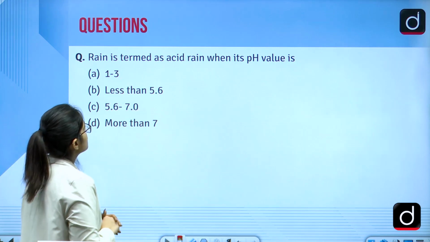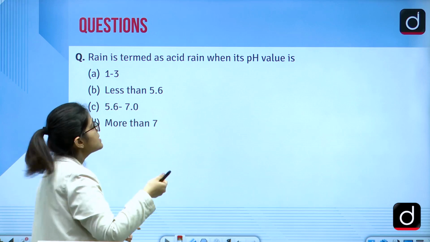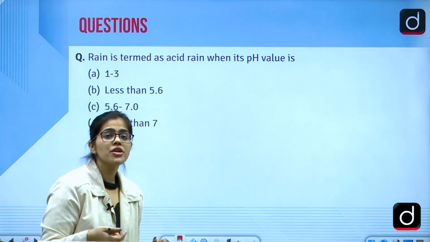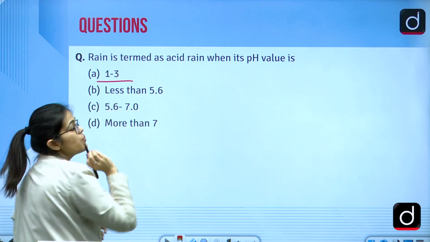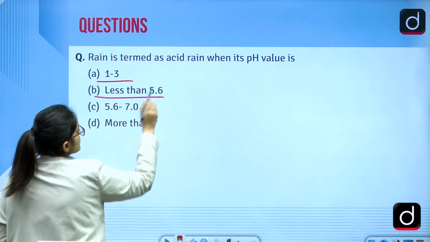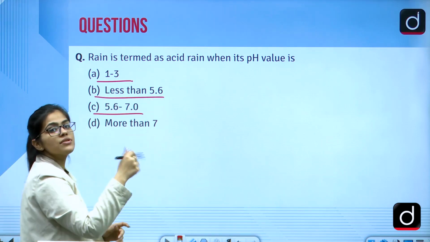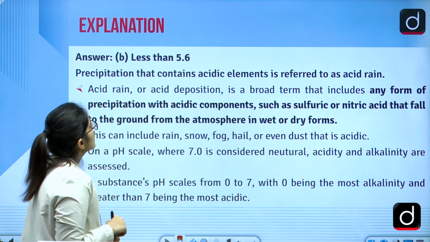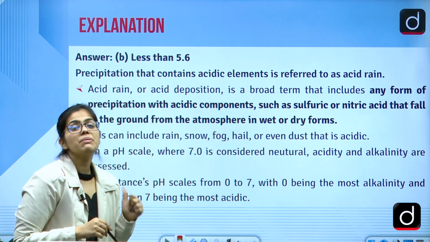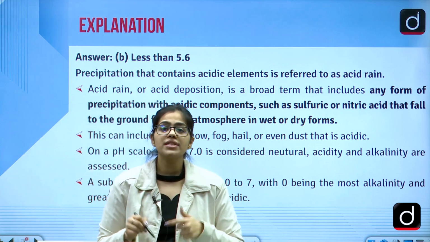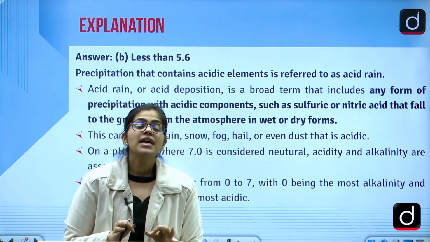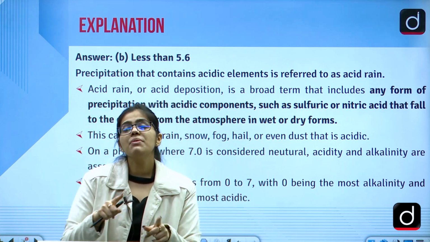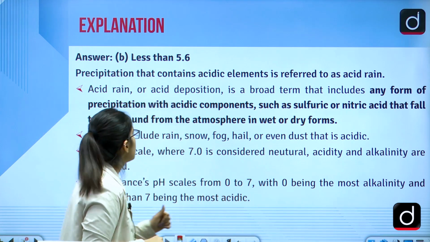Then we have another question. The rain is termed as acid rain when the pH value is what? The pH value is between 1 to 3, less than 5.6, 5.6 to 7.0, or it is more than 7. So what would be the correct answer? The correct answer would be B, that means less than 5.6. So whenever the pH value is less than 5.6, it will be an acid rain. How? Let us see the explanation.